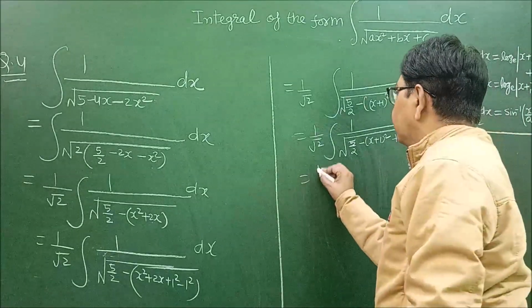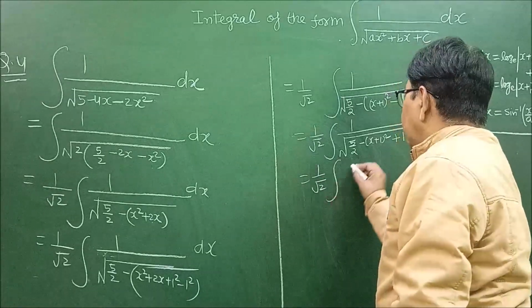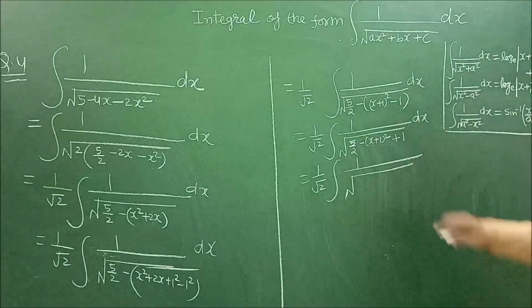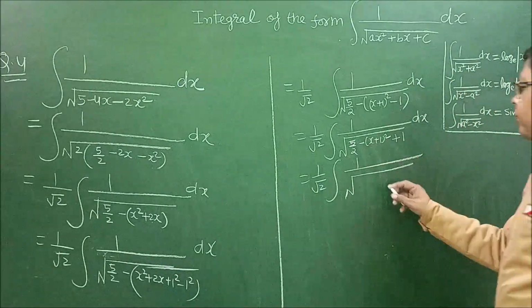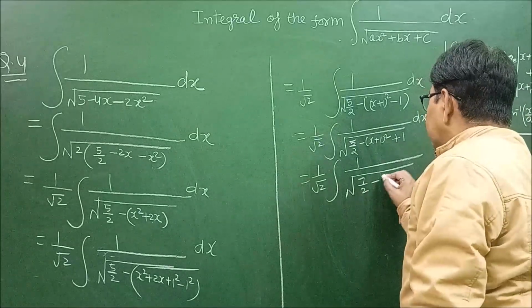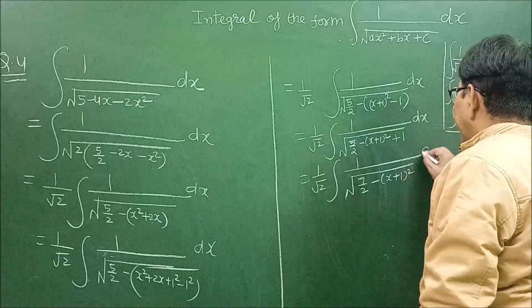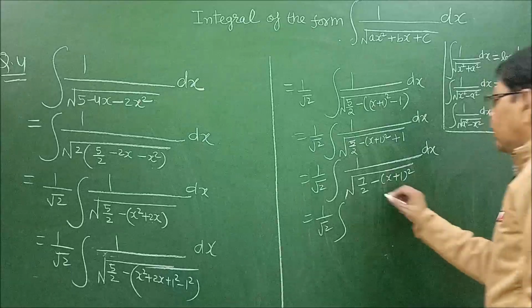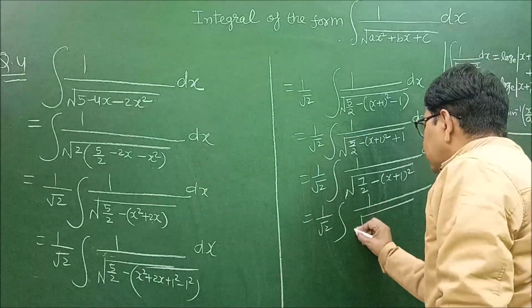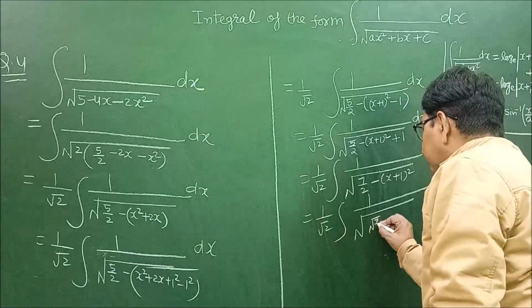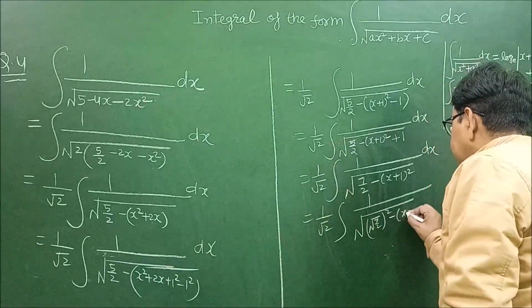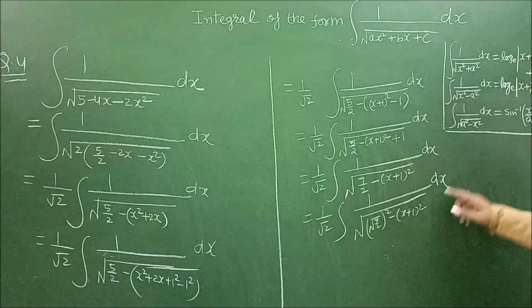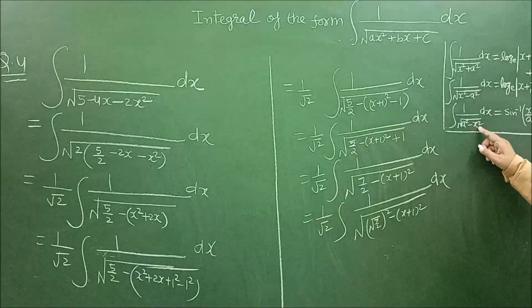So this is equal to 1 by root 2 integral of 1 upon under root 5 upon 2 plus 1, that is 7 upon 2, minus x plus 1 whole square dx, which is equal to 1 upon root 2 integral of 1 upon under root, 7 upon 2 is the square of root 7 upon 2, minus x plus 1 whole square dx, which is of the form 1 upon under root a square minus x square dx.